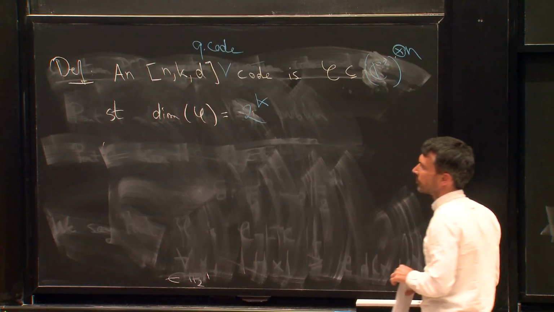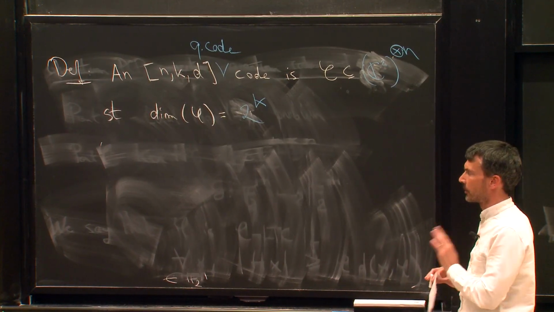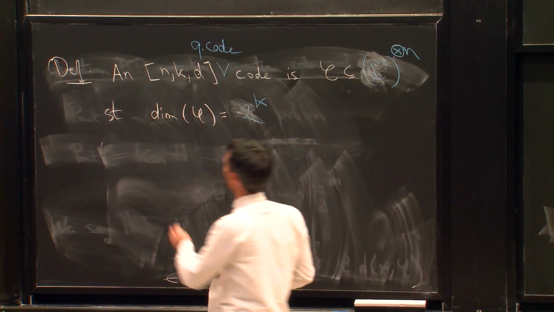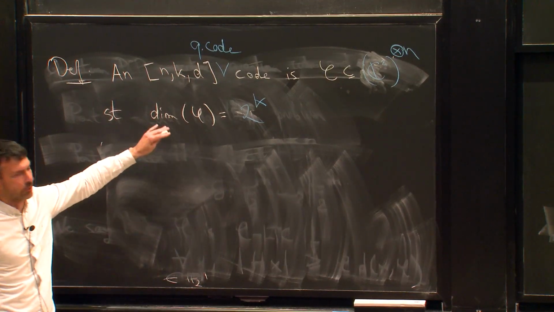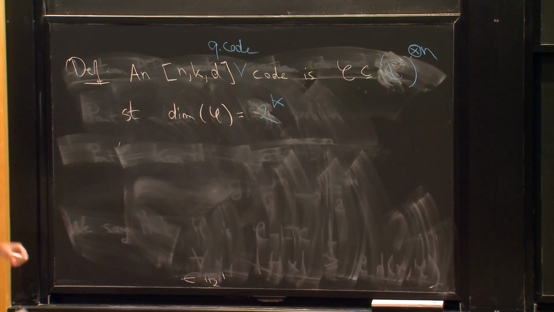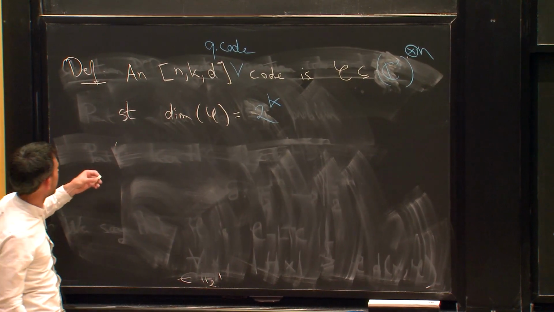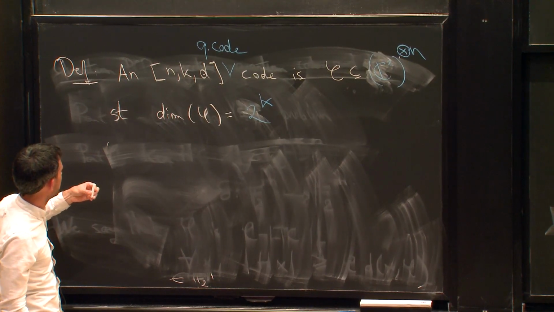So a special class of quantum codes called CSS codes are specified in the following way. So I have a particularly elegant and succinct way of specifying such a subspace. How do I do it? So I'm given 2 parity check matrices. I will call them HX and HZ.